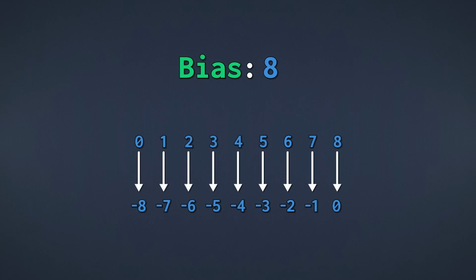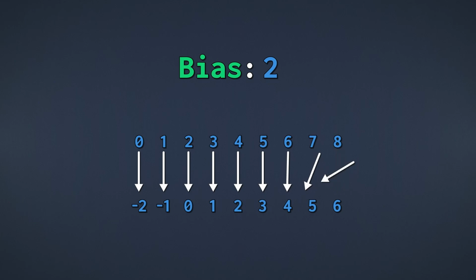This works great as long as we remember what our bias is. And this representation is great for comparing two binary numbers, as we're really just working with two positive numbers. Now it's important to note that the bias is added to the bottom number, not the other way around, so drawing the arrows like this might make it more intuitive.